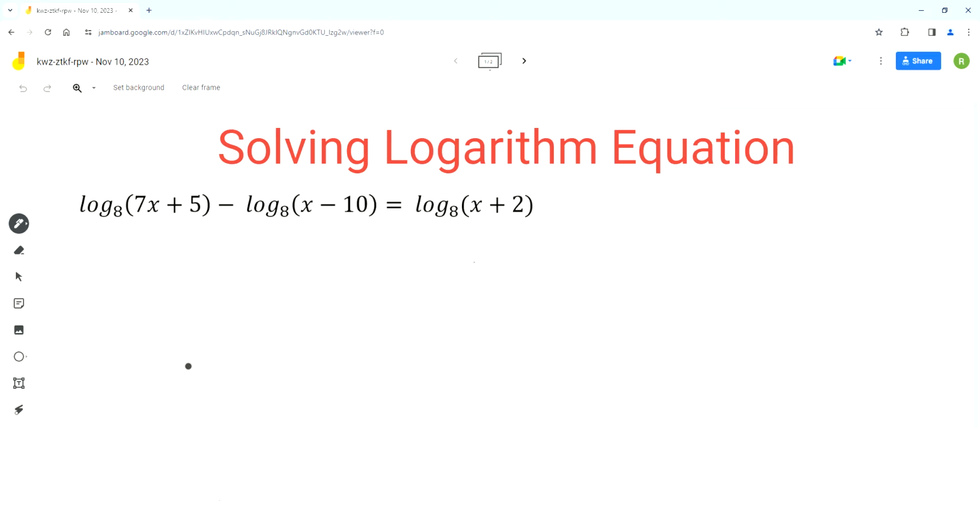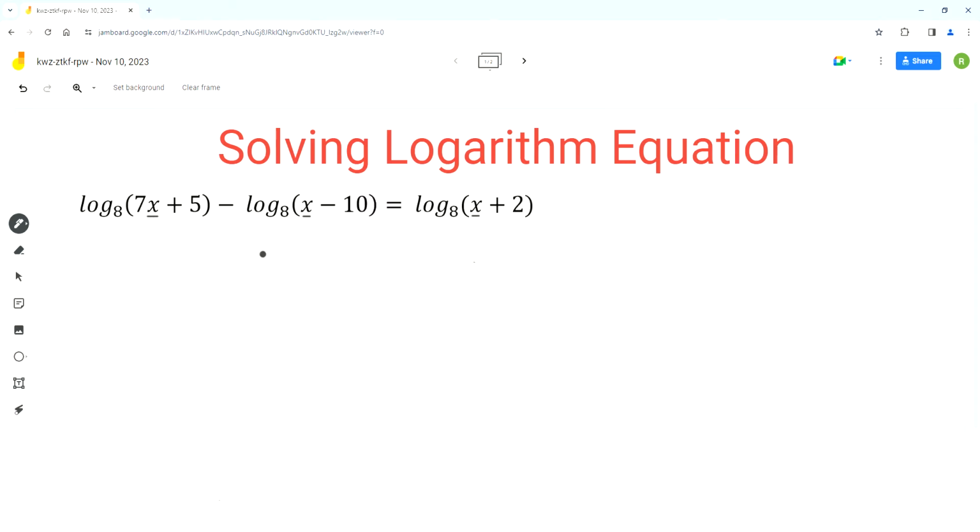Hello everyone. So in today's video, we will solve this log equation. Now this equation has three log terms. The first log term is log of 7x plus 5 to the base 8, minus log of x minus 10 to the base 8. And on the other side of the equation, we have log of x plus 2 to the base 8. In this equation, the variable is x, which is in all three log terms.